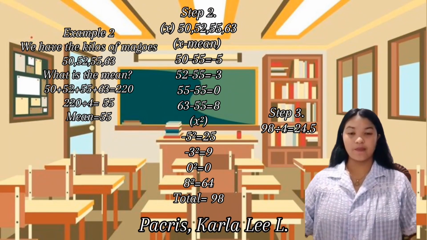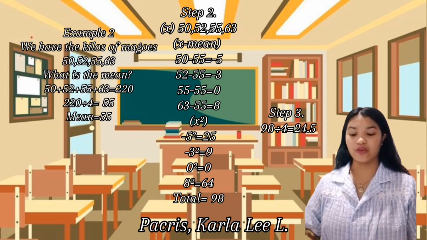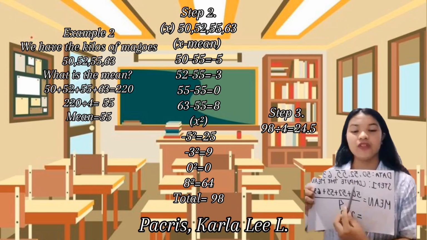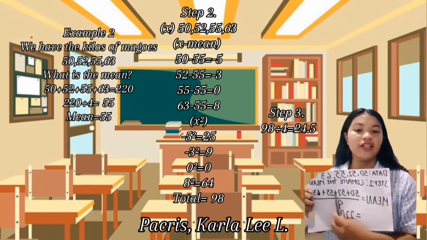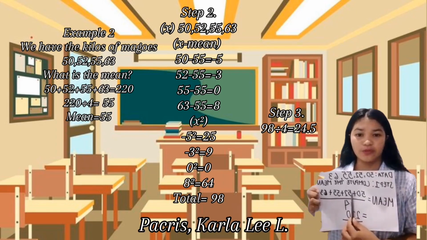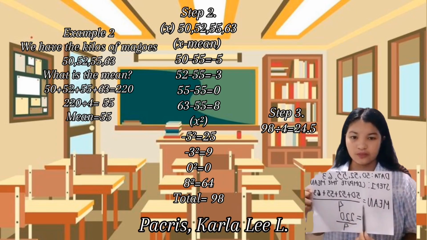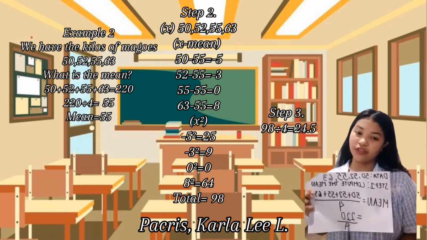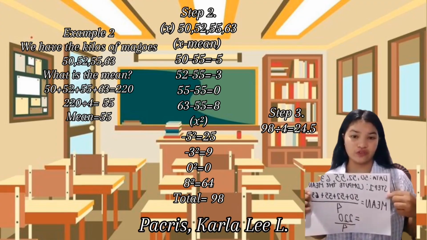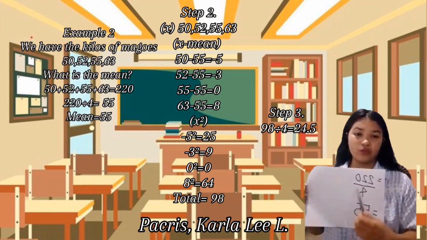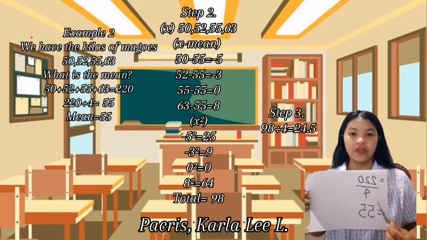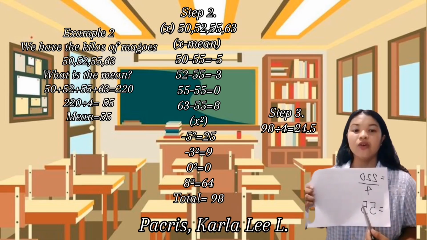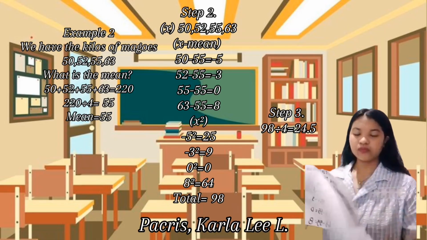For our second example, we have the kilos of mangoes. So here are the data: 50, 52, 55, and 63. The first step is to compute the mean. Mean equals 50 plus 52 plus 55 plus 63 over 4, which is equal to 220 over 4. We need to divide it. 220 divided by 4 is equal to 55, which is our mean.